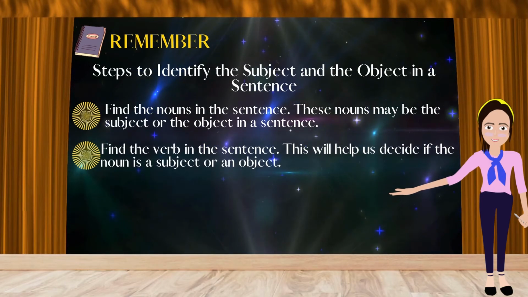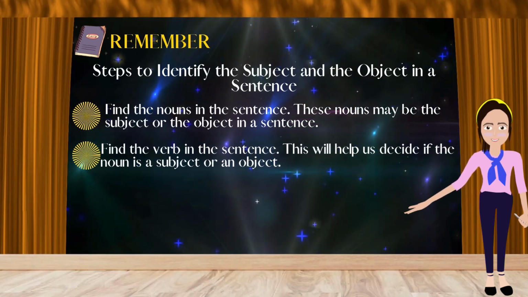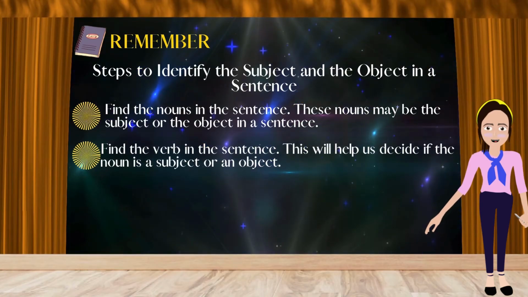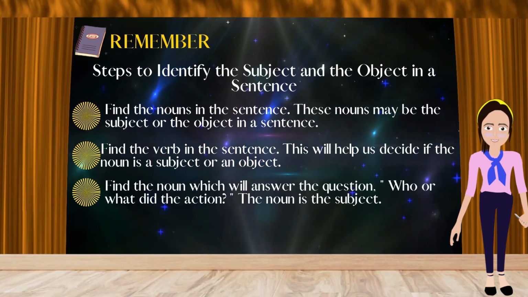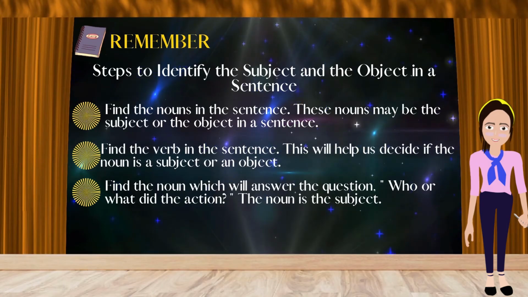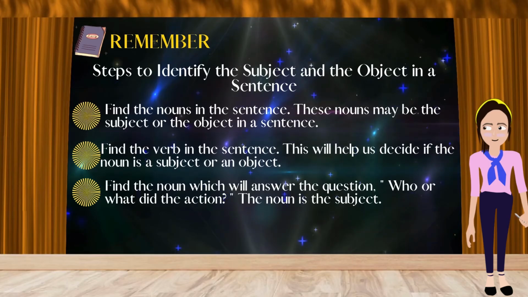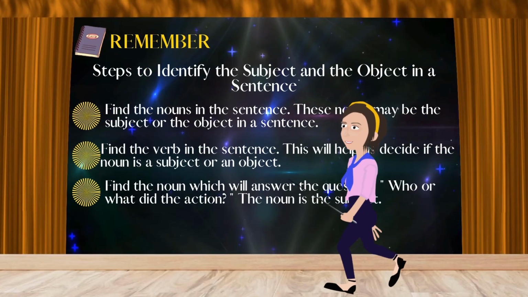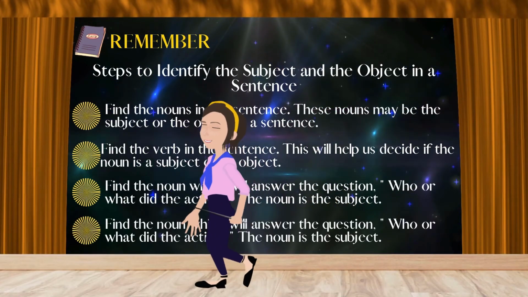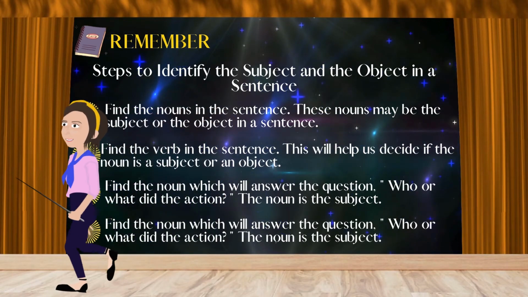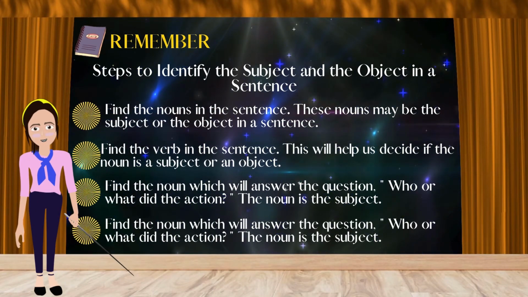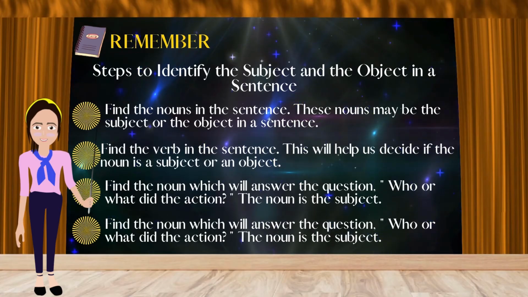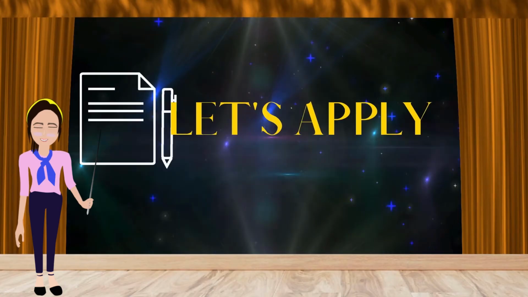Second, find the verb in the sentence. This will help us decide if the noun is a subject or an object. Number 3, find the noun which will answer the question who or what did the action. That noun is the subject. And number 4, find the noun which will answer the question who or what received the action. That noun is the object.